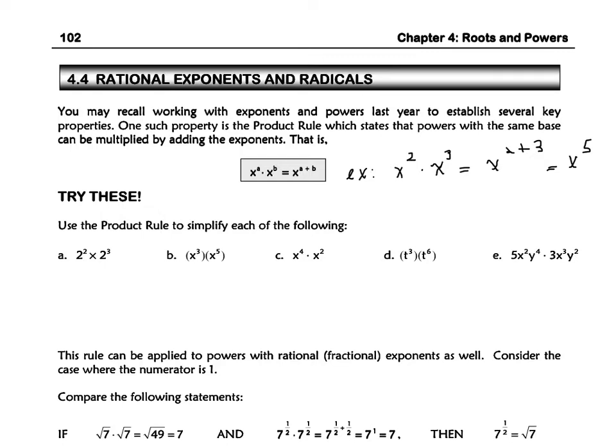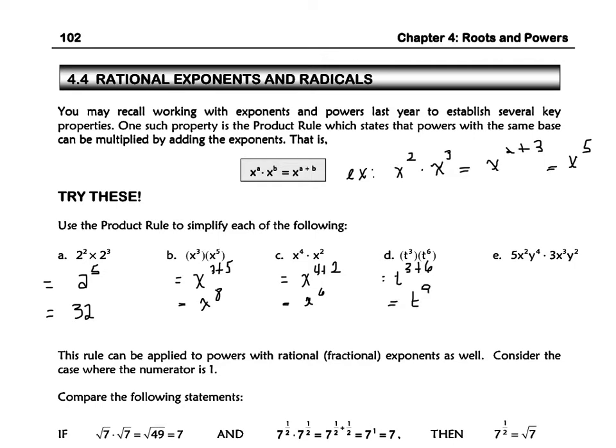So if we just use that power product rule now to simplify these power terms, we'd have 2 squared times 2 cubed, that would be 2 to the 5, which would be 32. The next one would be x to the 3 plus 5, and again you can skip that step and just go to this step if you want, x to the 8th. Next one would be x to the 4 plus 2, or x to the 6. The next one would be t to the 3 plus 6, or t to the 9.